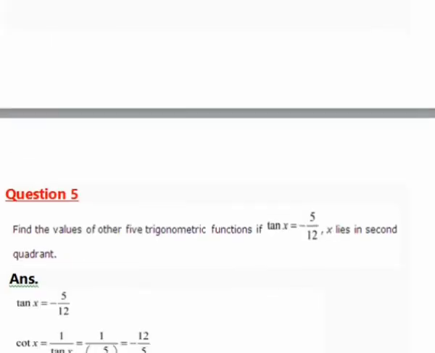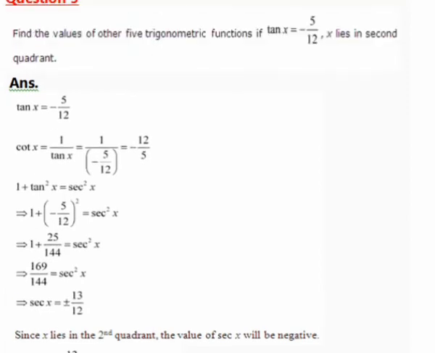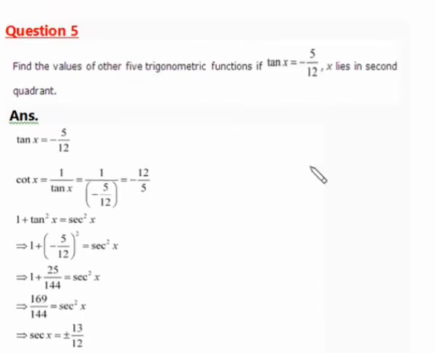Now this was the last question of this exercise. We see here, find the value of 5 trigonometric functions if tan x is equal to minus 5 by 12. X lies in second quadrant. We know that in second quadrant only sin and cosec are positive, tan x, sec x, cos x and cot x, all these four are negative.